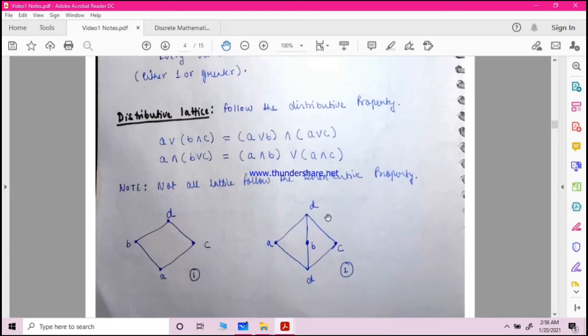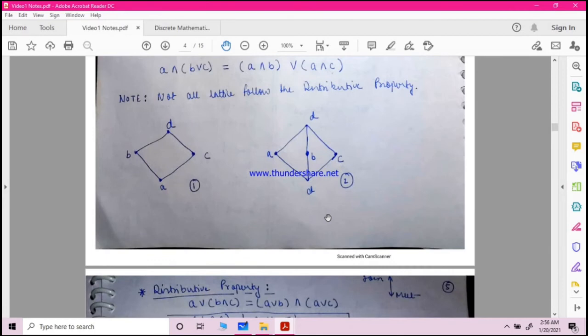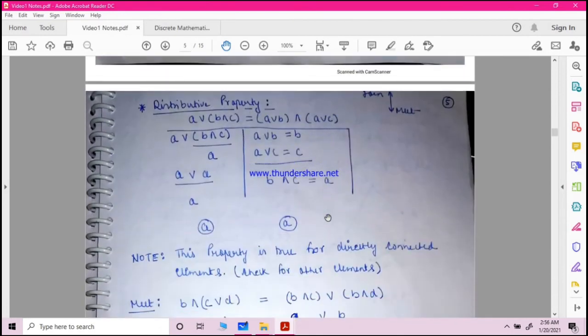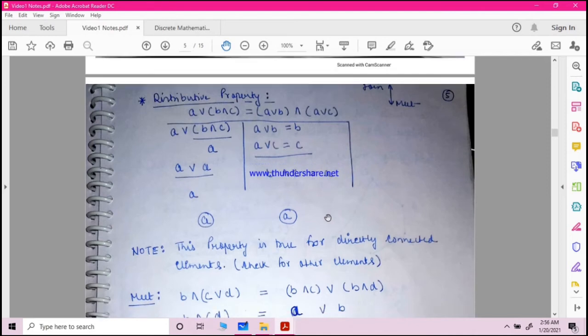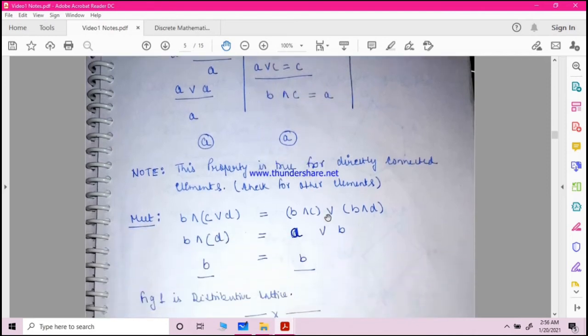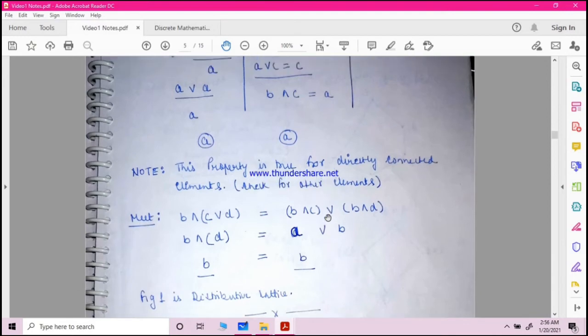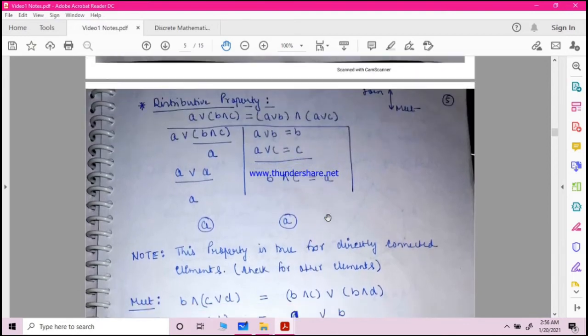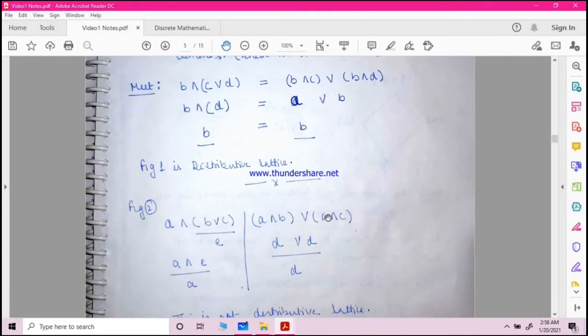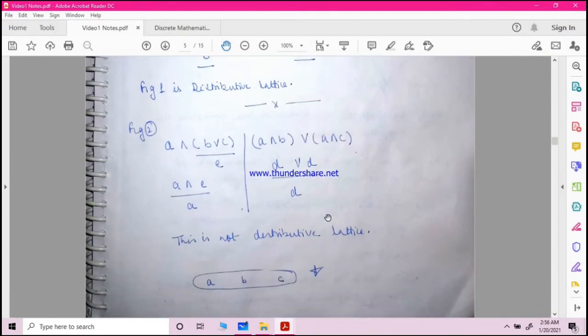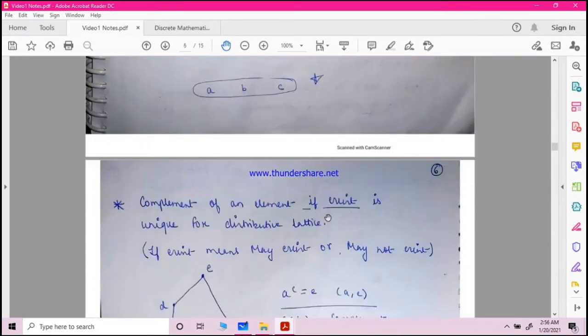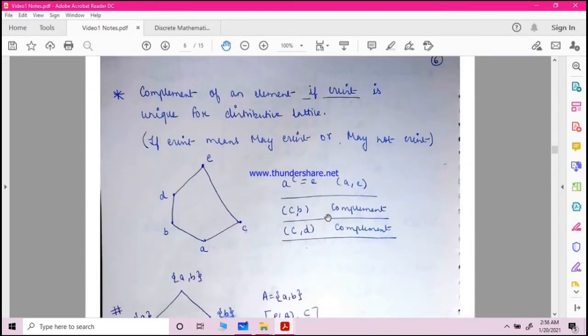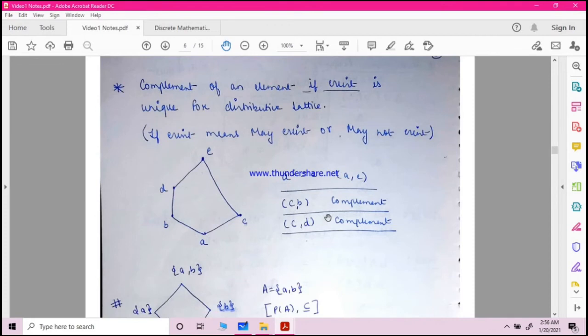These are two examples. The first one follows the distributive property, the second one doesn't. Why so? Let's see that. Simply apply the distributive law here, and you will find out that not all lattices follow the distributive property. Let's move on to the next chapter.